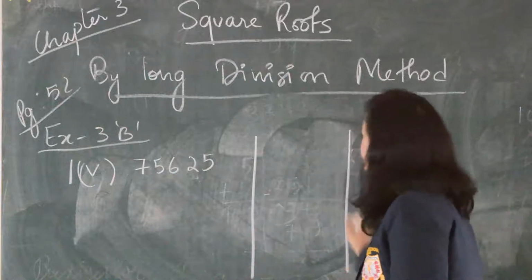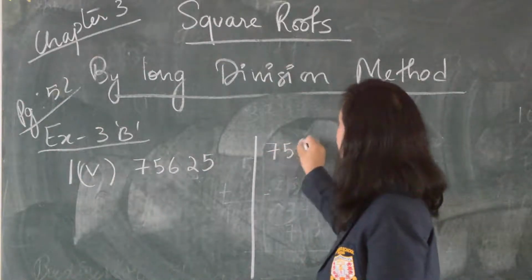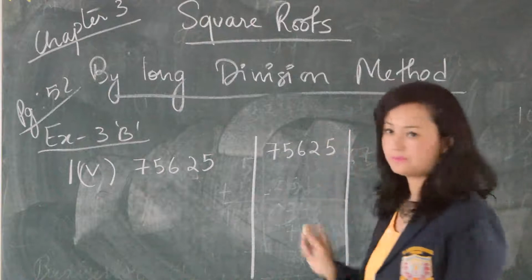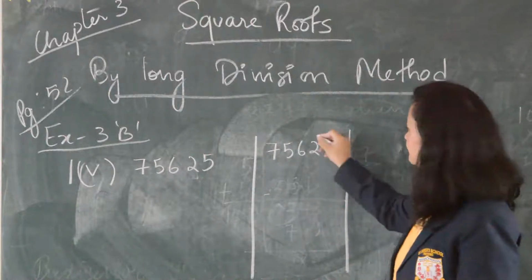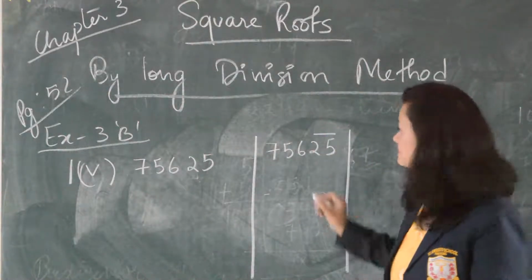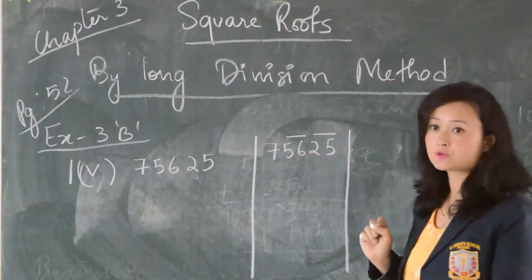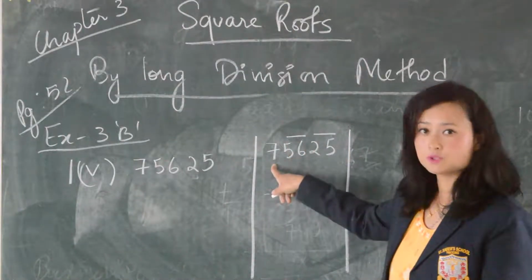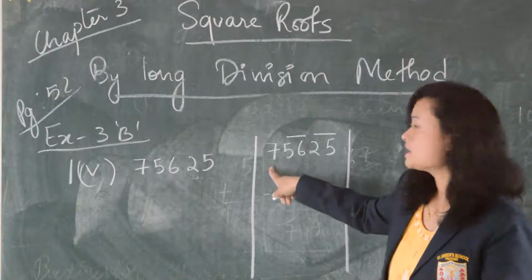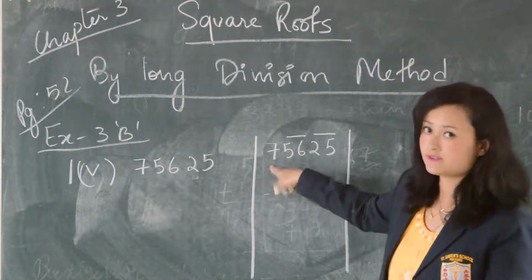So we do the same. Make columns and then group them. Now when you group them, 25 forms one group, 56 forms one group, and 7 is left alone. Since 7 is left alone, you will first simplify 7.